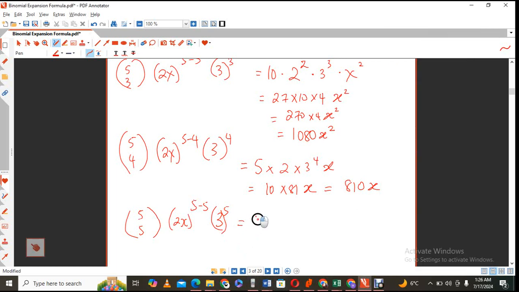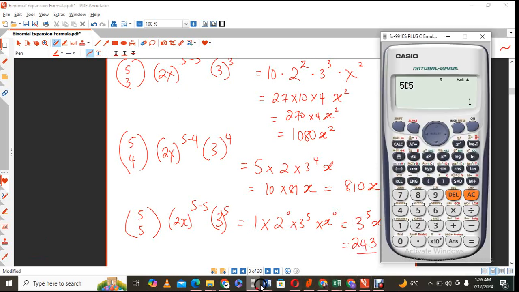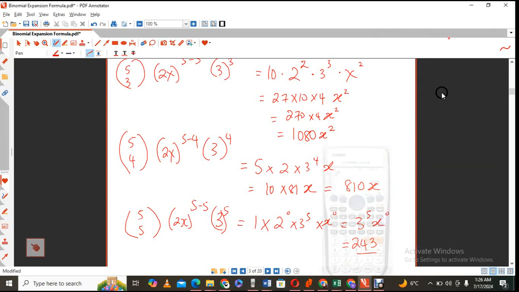Okay, so you've got 1 times 2 raised to the power of 0 times 3 raised to the power of 5 times x raised to the power of 0. Of course, everything here is just 3 to the power of 5. 3 to the power of 5 is 243, and x to the power of 0 is nothing but just that constant term. Okay, just make sure that we have the same answer. Good.